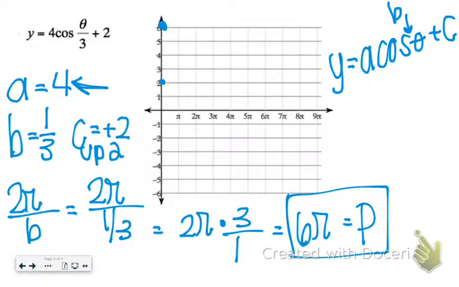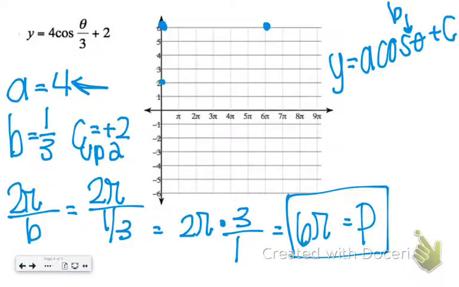Okay. And then my starting point and ending point are the same. Write that down. Starting point and ending point are the same. My ending point here is 6 pi. So my ending point is the same. It's going to be right up here at 6 pi also.